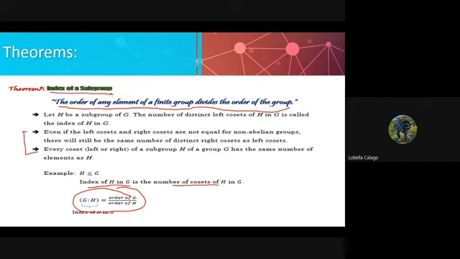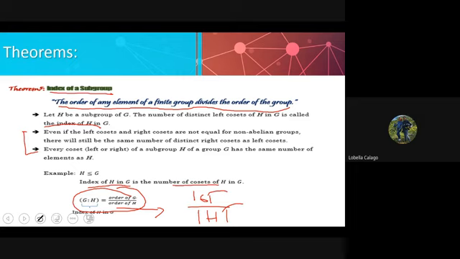Okay. So let H be a subgroup of G. The number of distinct left cosets of H in G is called the index of H in G. So this is our formula. In getting the index of G, get the order of G divided by the order of H. G is the group and H is the subgroup. So the order of the group is divided by the order of H. Later, we will see that through an example.